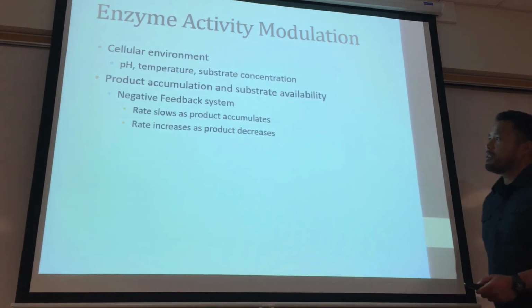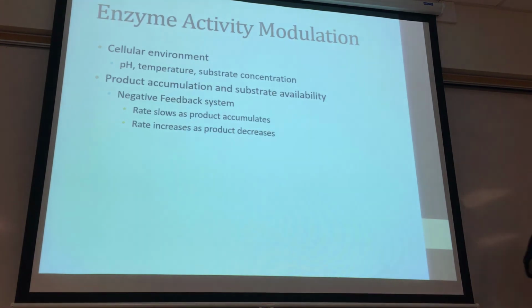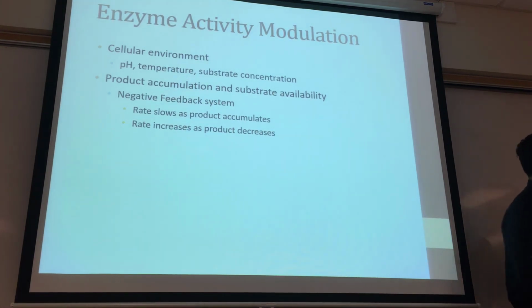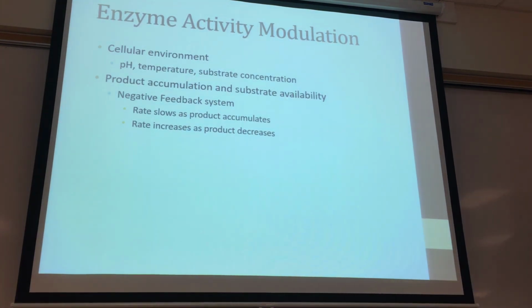The rate slows as the product accumulates. Take that enzyme that's in there. If I'm trying to create a balance, and I don't want too much man and woman, I don't want too much baby, I want just the reaction to take place. I don't want it to happen too fast or too slow.